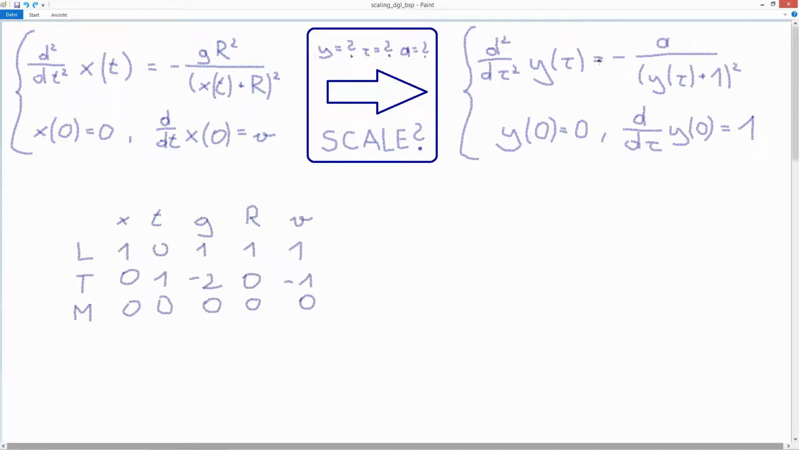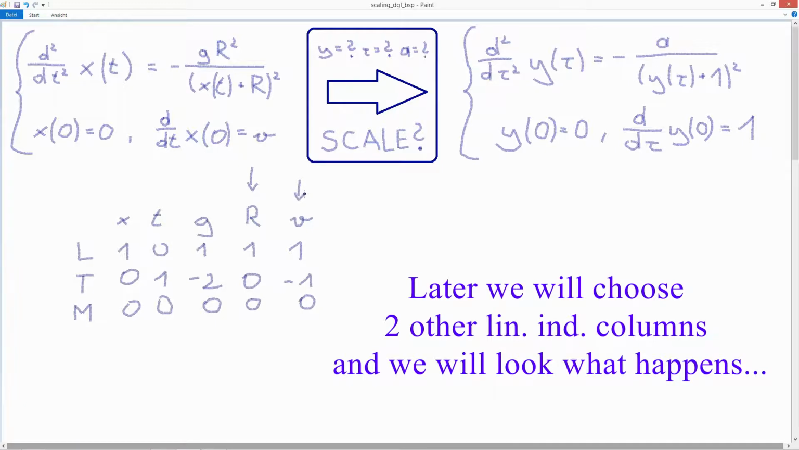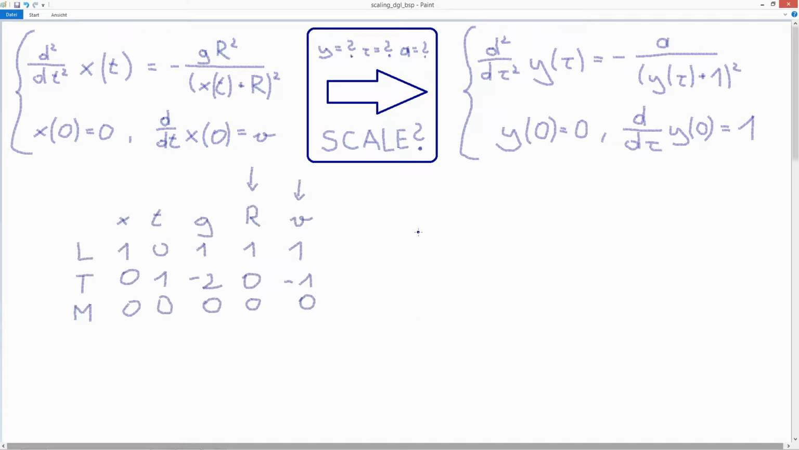To get this result here, you have to choose the columns with R and V. We will talk about this again later on. Also, you shouldn't choose the columns with X and T. We want to transform these variables in a dimensionless form. You will see what I mean in a minute. So let's choose the columns of R and V in this example.